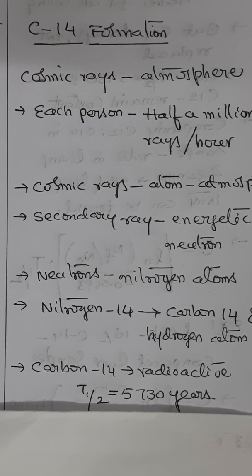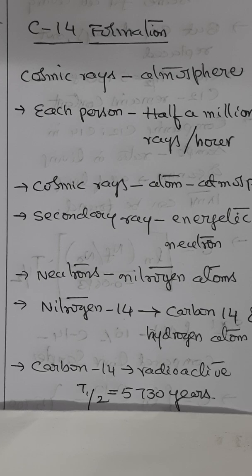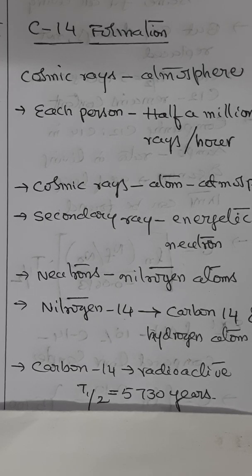So these energetic neutrons collide with the nitrogen atoms. Now, when a neutron collides with nitrogen 14, N14, which has 7 protons and 7 neutrons, the nitrogen 14 atoms turn into carbon 14 atoms. When you say carbon 14 atoms, it is very interesting: 6 protons and 8 neutrons are there. Again, I am repeating.